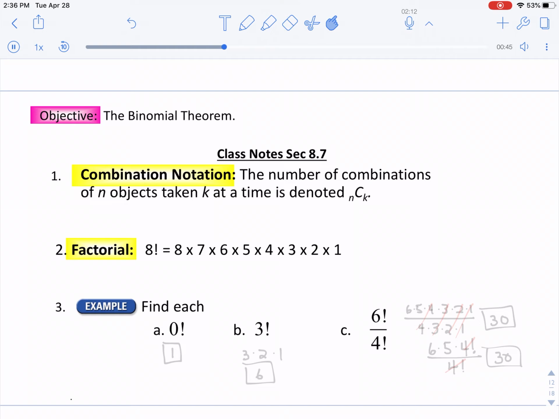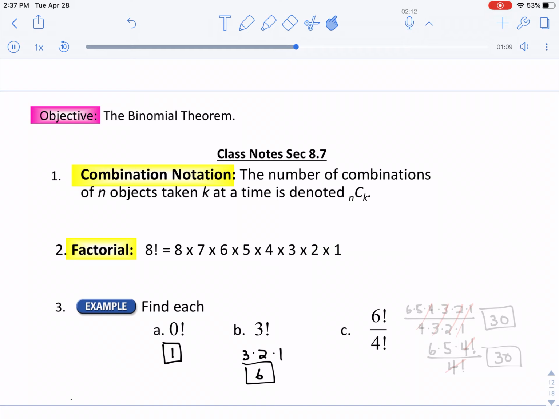So 0 factorial is a special case because 0 times anything would be 0. So by definition, we define 0 factorial as 1. So 0 factorial is 1. Now 3 factorial is 3 times 2 times 1. 3 times 2 is 6. 6 times 1 is 6. So the answer is 6.